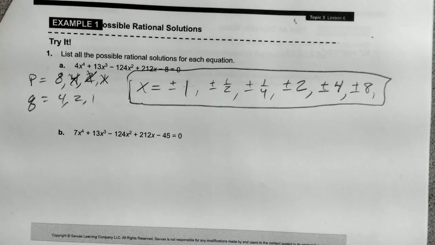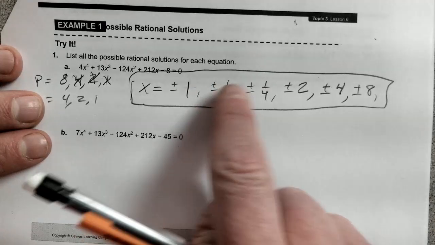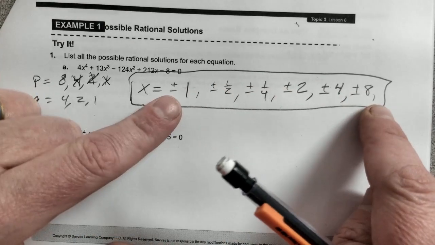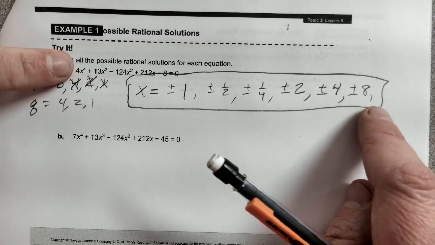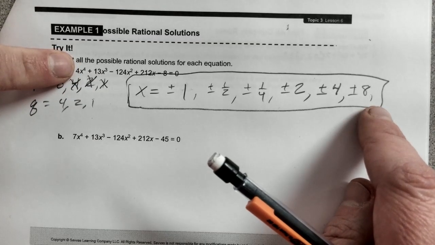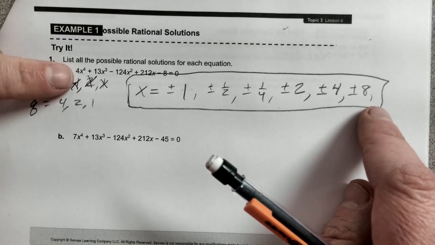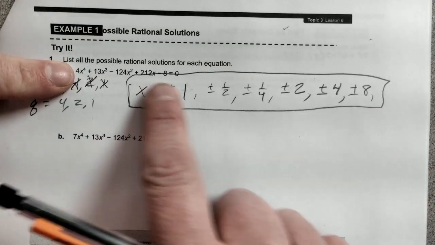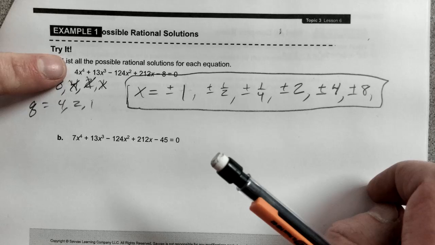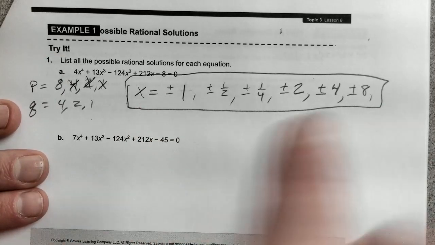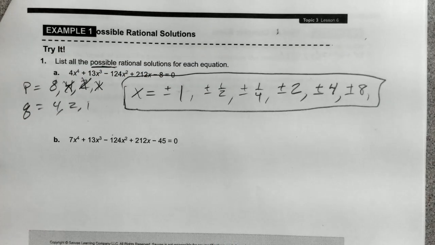Now, they're not all of the actual roots, right? 1, 2, 3, 4, 5, 6, 12 possibilities. There's only 4 total solutions, right? My degree here is 4, so there's only 4 roots, or 4 zeros. So not all of these are going to be the actual zeros of that function, but these are the possible values.